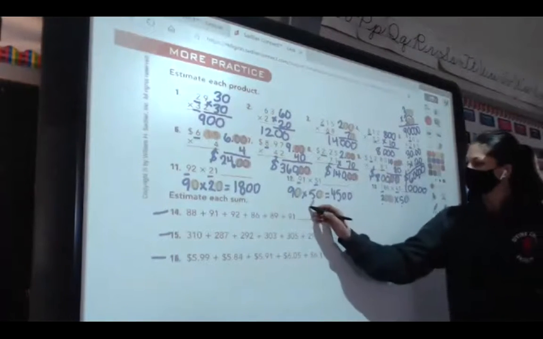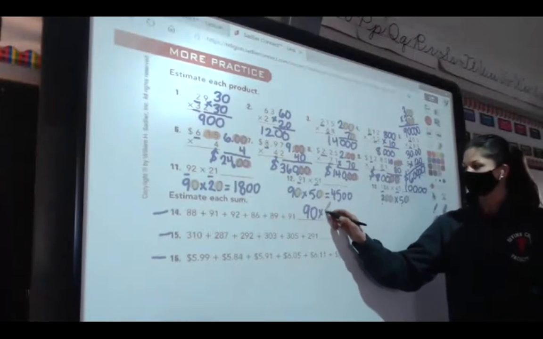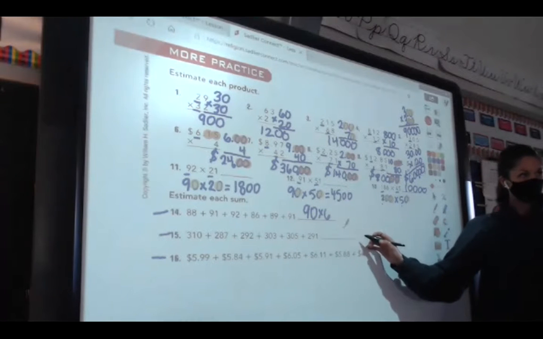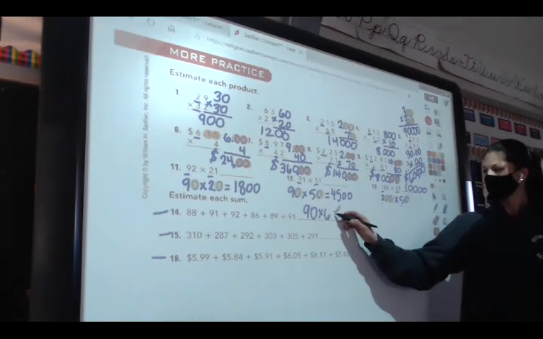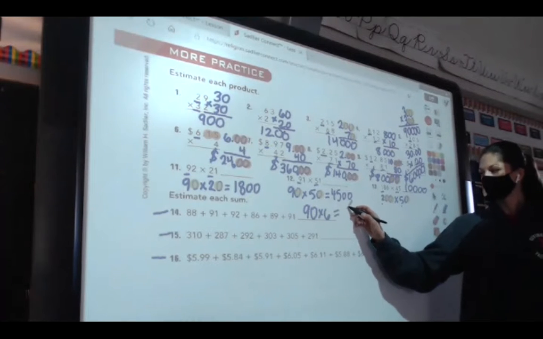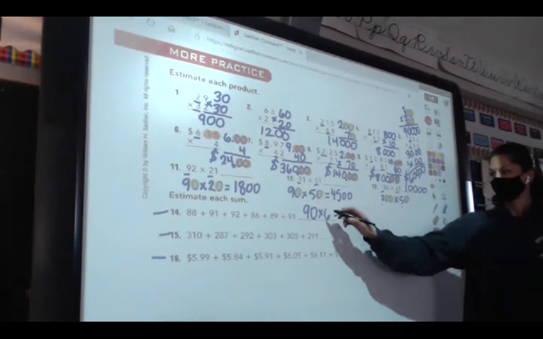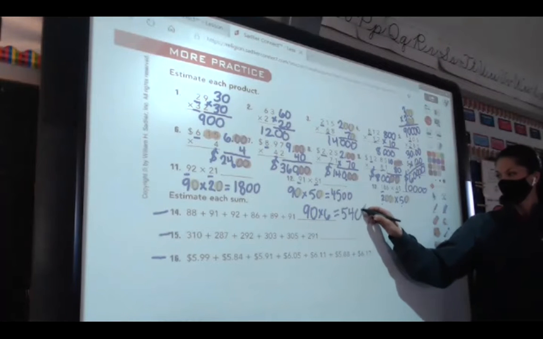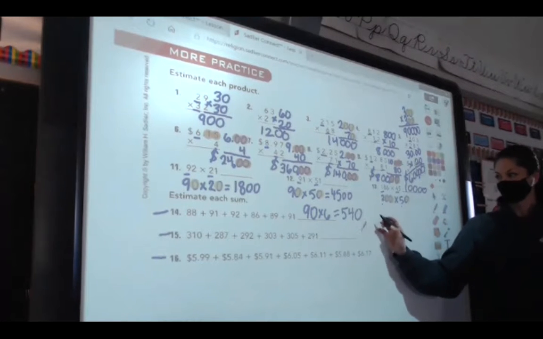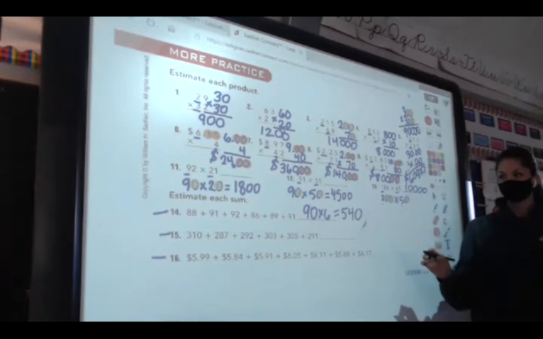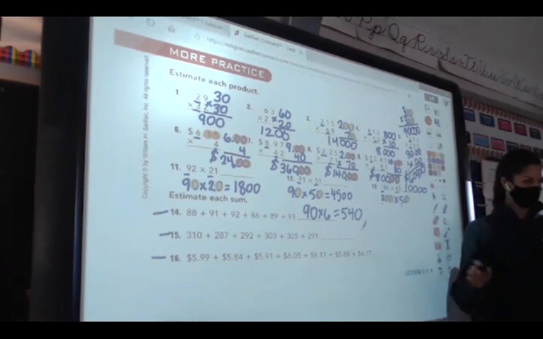6. So then it's like saying 90 times 6, right? What is 9 times 6? Check your chart if you need to. 54. How many additional powers of 10? 1. Are they decimal ones or just regular whole numbers? Whole numbers. That's the estimate. That's the answer.